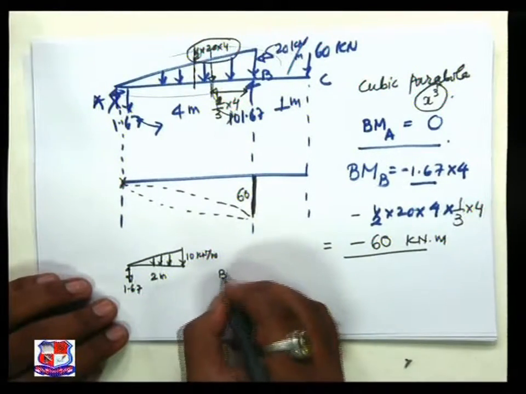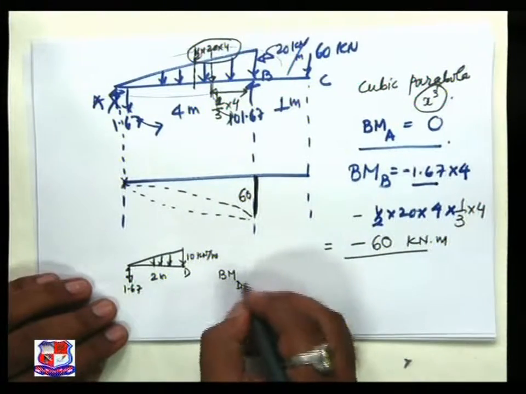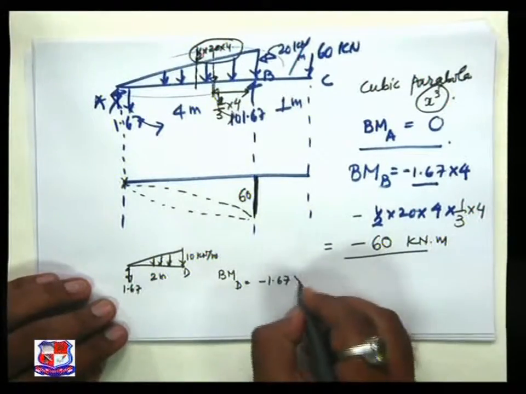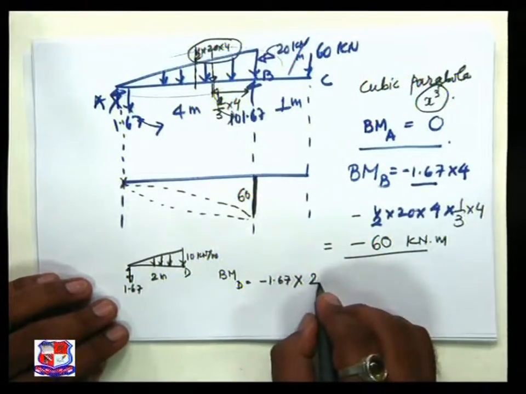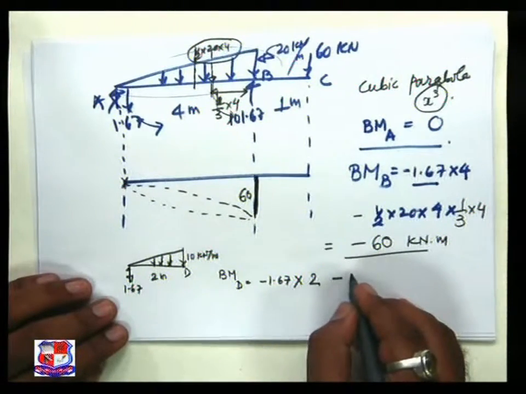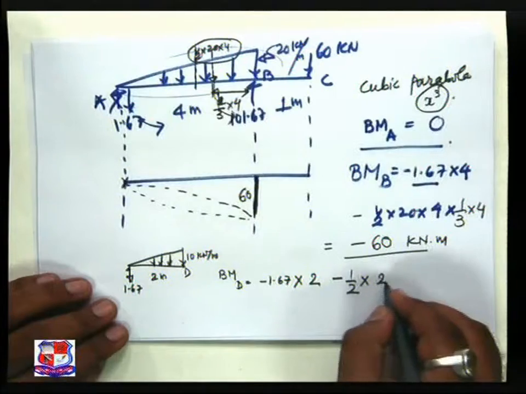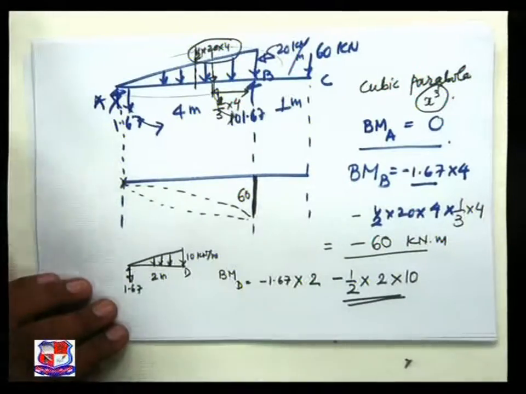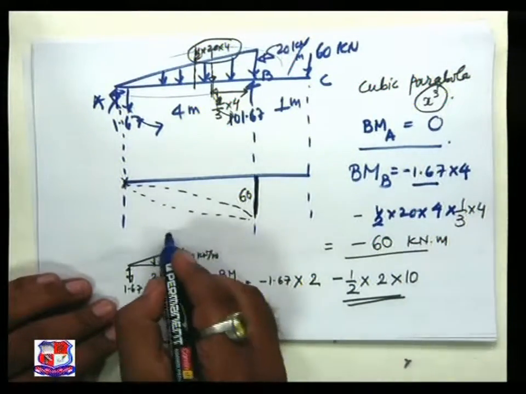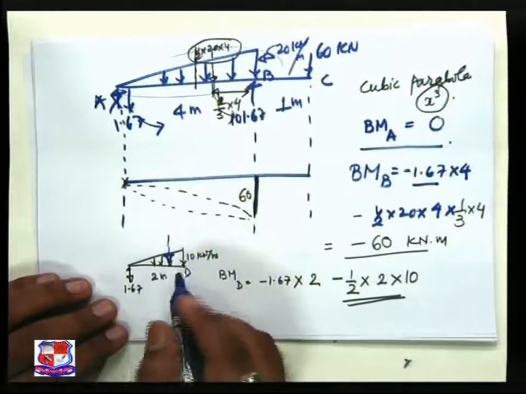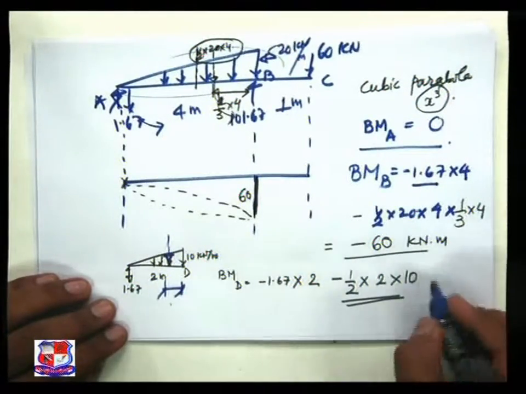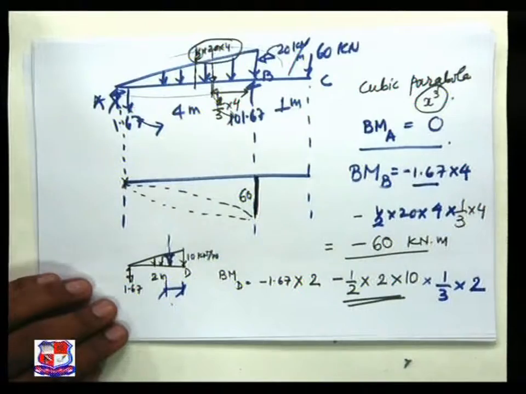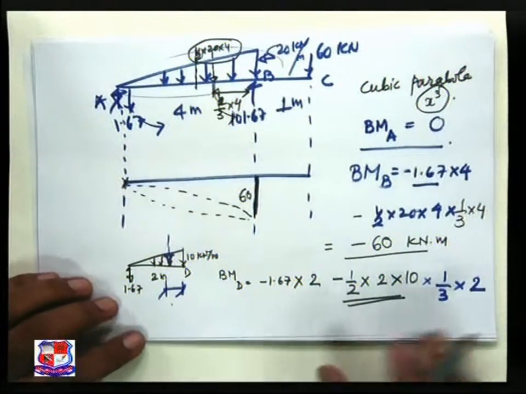So bending moment at this section D is equal to minus 1.67 multiplied by 2 minus half into 2 into 10. This is the total load which is acting over here. The distance CG is 1/3 into 2, and we got that.